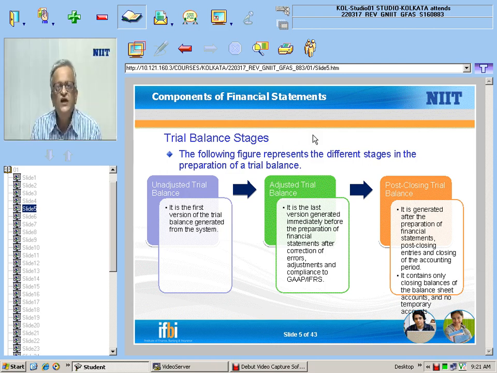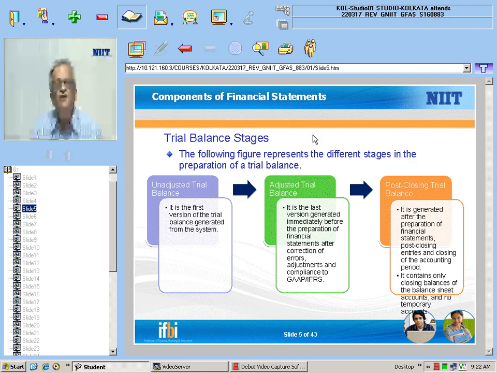So, adjusted trial balance. It is the last version generated immediately before preparation of the financial statements, after correction of errors, adjustments and compliance to GAAP and IFRS. So after various errors have been rectified, after various adjustment entries have been passed, the trial balance that you get is called the adjusted trial balance.